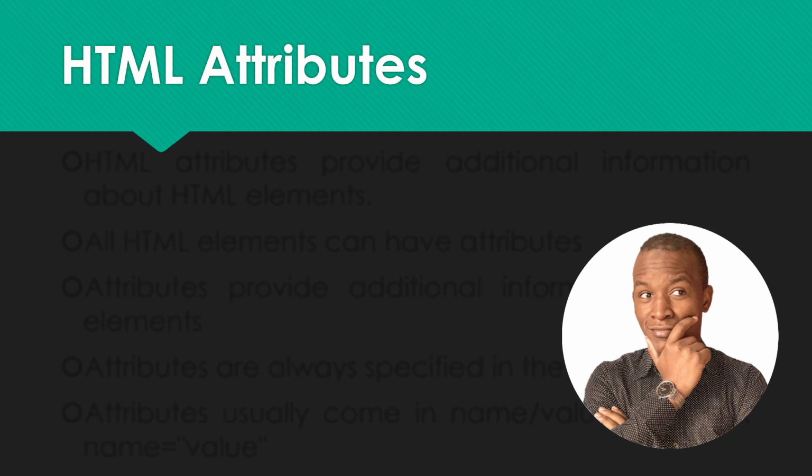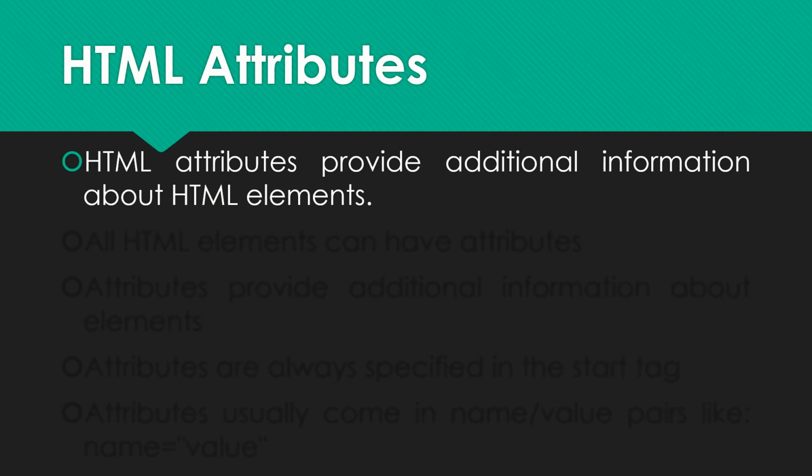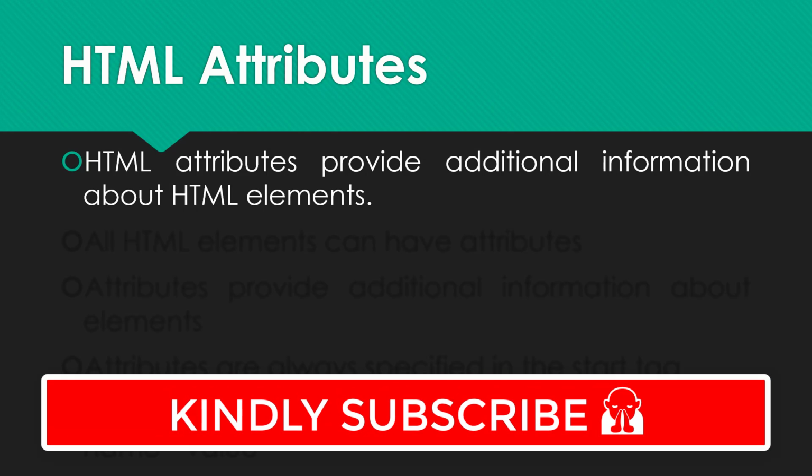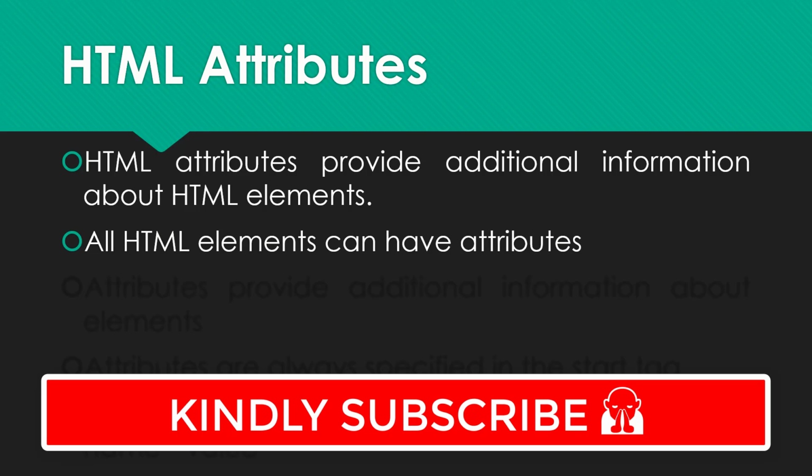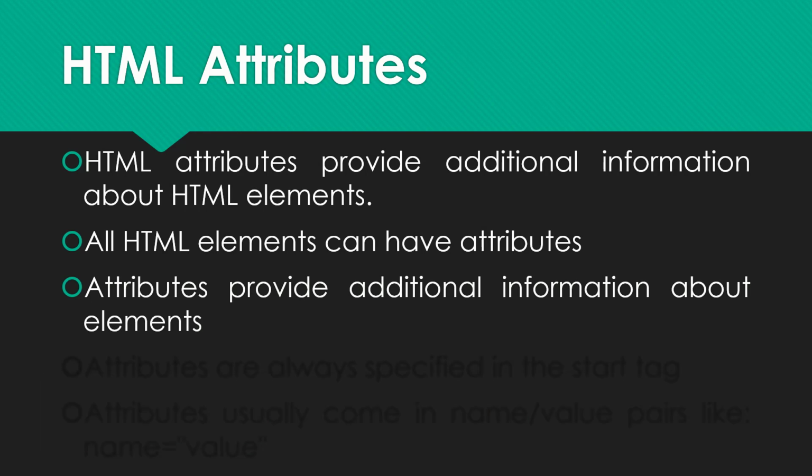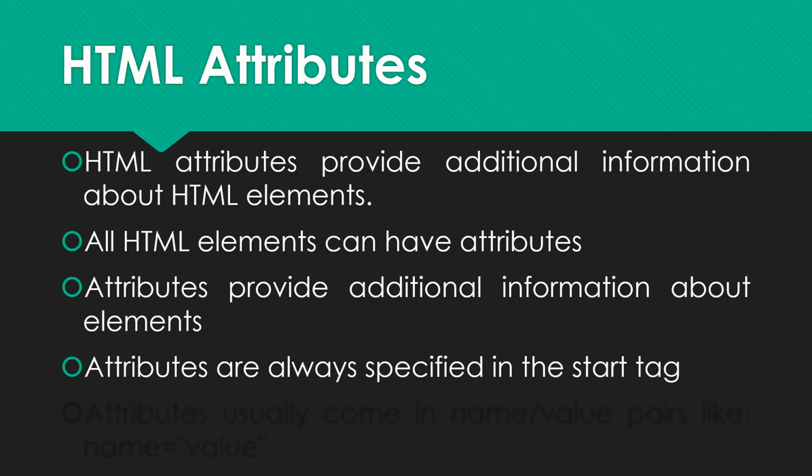So, HTML attributes. HTML attributes provide additional information about HTML elements. Right now, if I talk about an HTML element, you must know what I'm talking about. So if you want to add more information or more rules to a certain HTML element, we use an HTML attribute to define that particular rule or information. All HTML elements can have attributes, and attributes provide additional information about the element. Attributes are always specified in the start tag of an HTML element.